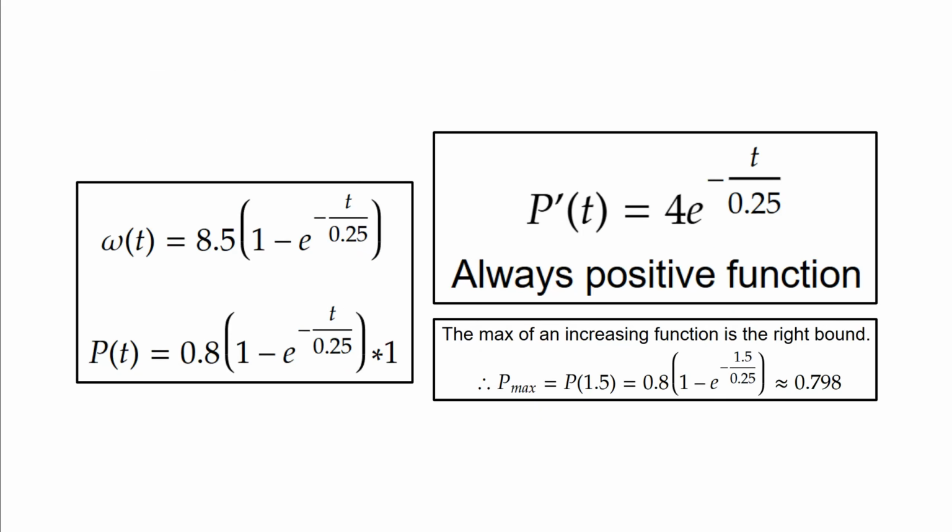Now on the left, you'll see how we're going to graph these things by hand. Omega of t, we have to plug in K and the time constant, 8.5 and 0.25. P of t, we have to plug in the time constant and the volt, so that's 0.25 and 1. For finding the maximum power dissipation, we have to take the derivative. Once you do that, you'll see that it's always positive, which tells us that it's an always increasing function since the rate of change is positive. And the max of an increasing function is just the right bound. So we plug in the right bound 1.5 seconds for t, and we get about 0.798 watts.